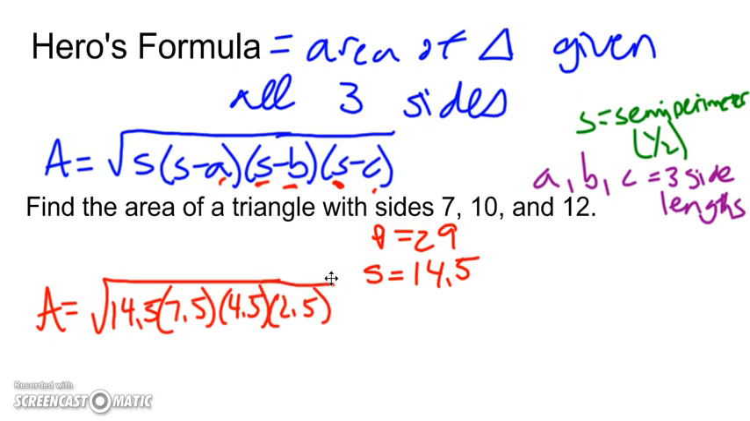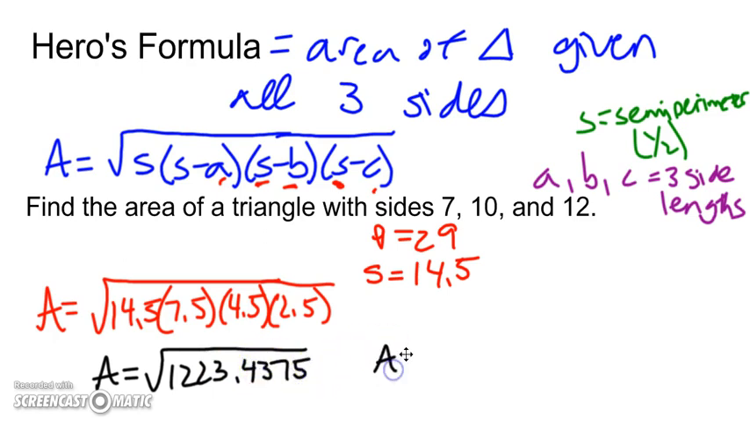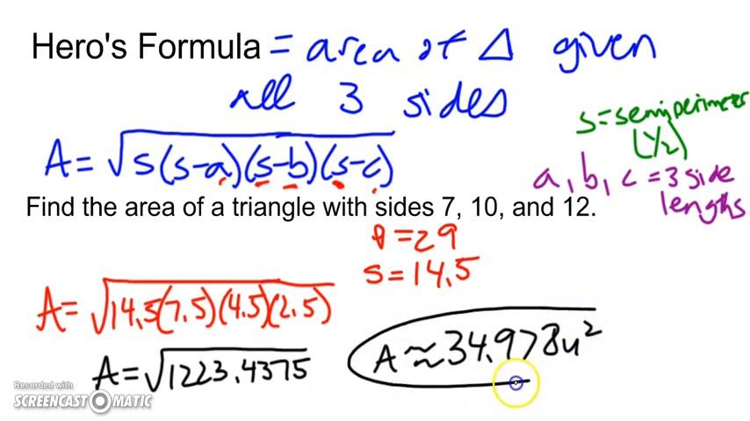Now in some cases we'll keep our answers as a simplified radical, but in this case we will round our answer to the nearest decimal that we can. So when we simplify underneath the square root, we get 1,223.4375, and that gives us an area of around 34.978 units squared. And again, this is a specific formula that we can use when we are given all 3 side lengths.